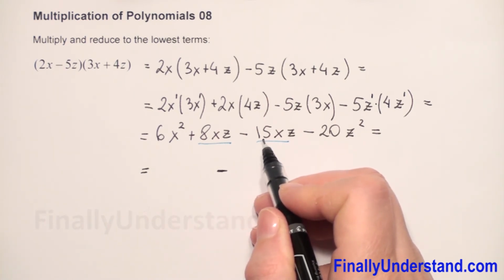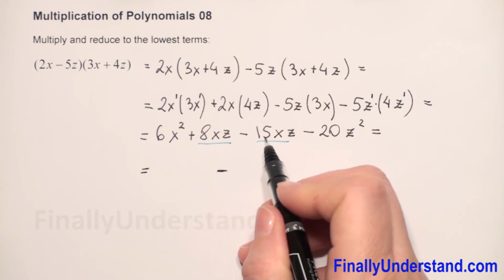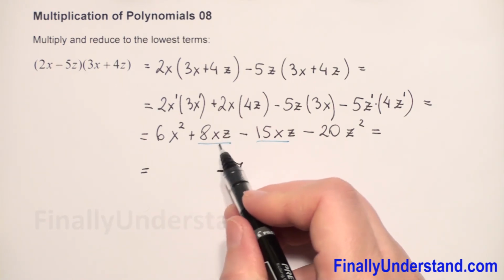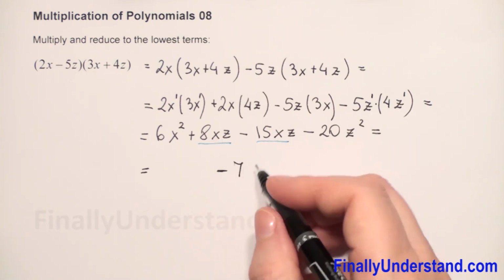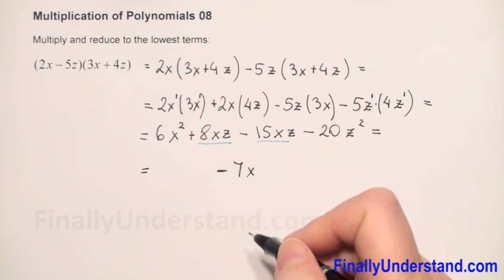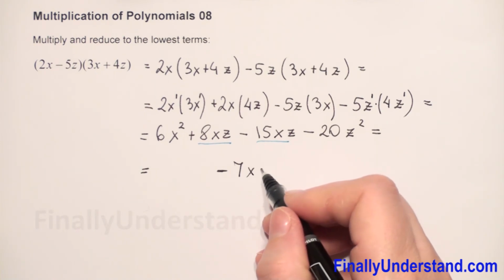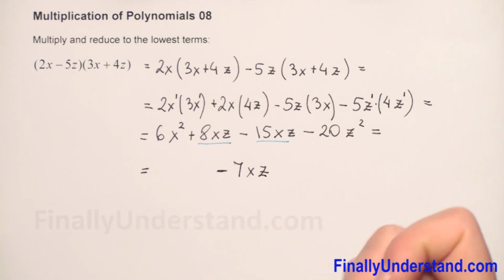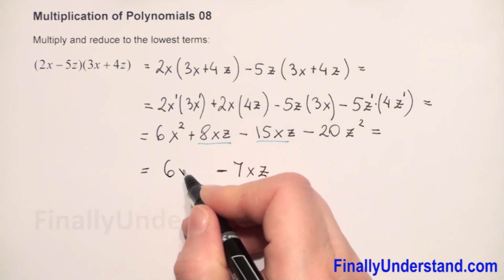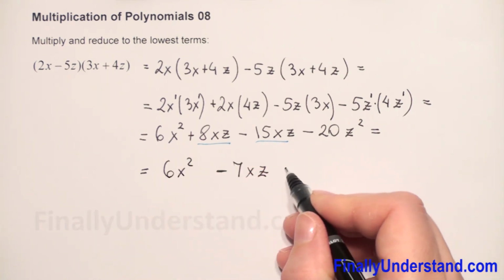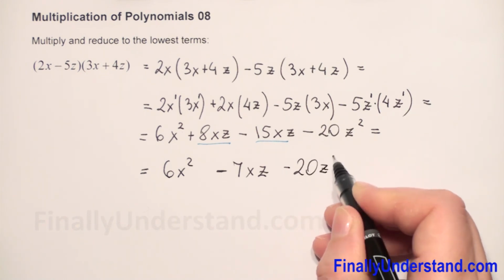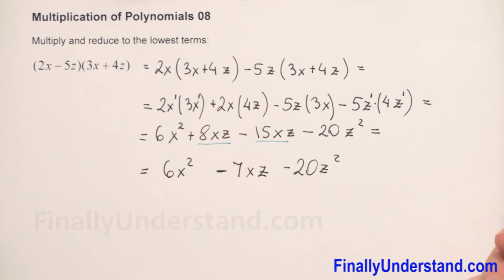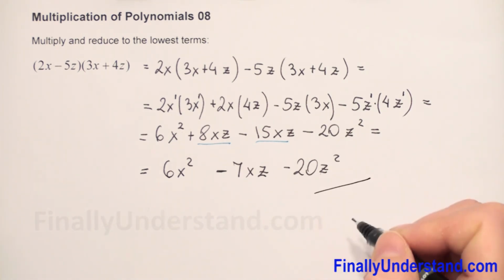And now we have to just subtract the smaller number from the greater number. 15 minus 8 is 7. And we just copy whatever we have after this number, xz, we have in both terms. That's why we can combine them. So we have negative 7xz. Whereas we have to rewrite, so we have 6x squared at the beginning and negative 20z squared. We cannot do anything. We have different variables. So this is my solution.